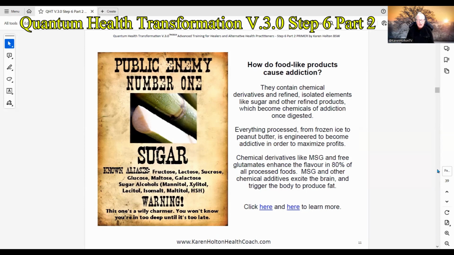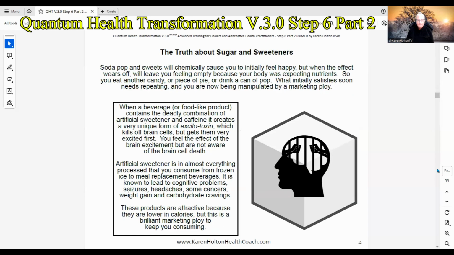I've got a poster on this page that says public enemy number 1, sugar. Known aliases are fructose, lactose, sucrose, glucose, maltose, galactose, sugar alcohols like mannitol and xylitol, lactitol, isomalt, maltitol, HSH. Warning, this one's a wily charmer. You won't know you're in too deep until it's too late. The truth about sugar and sweeteners.